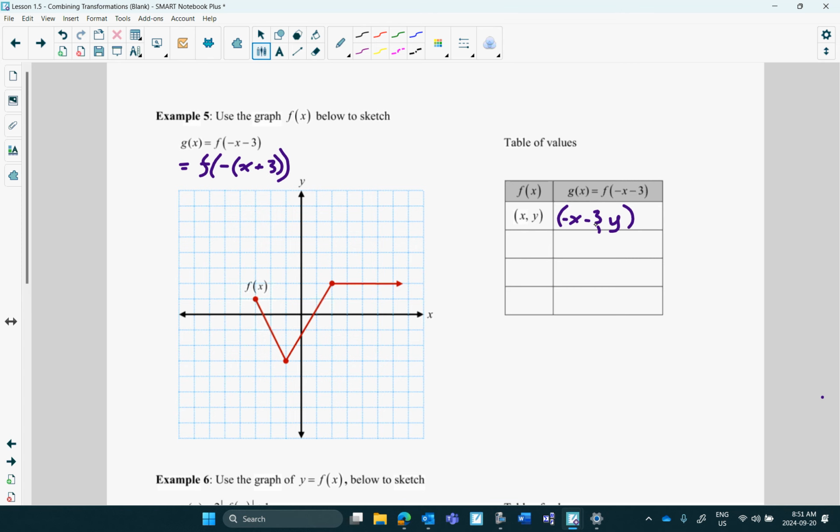Get your reference points from the original graph. So this one is negative 3, 1. This one is negative 1, negative 3. This one is 2, 2. And I may even want to add another one along this stretch here, just to be safe. So I'm going to add 6, 2. You don't have to, but I just want to make sure I'm precise at the end of my transformed graph.